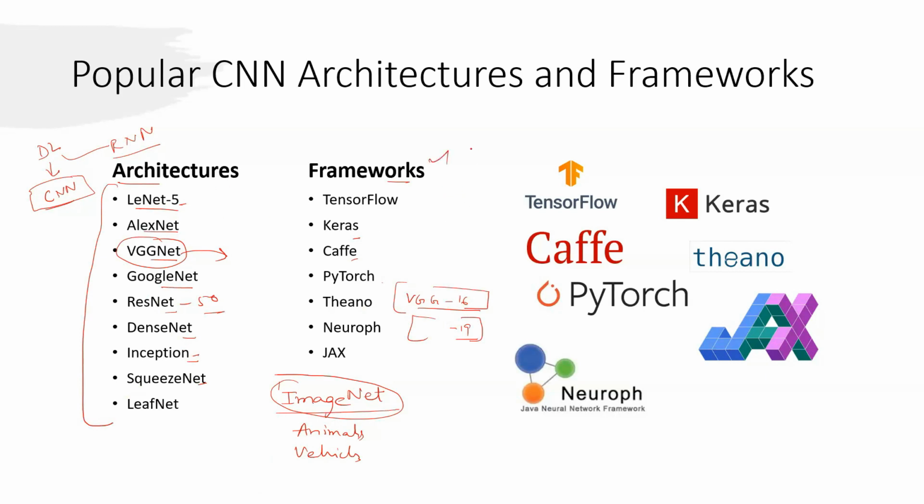Frameworks are basically libraries. Okay, libraries that are containing codes, some ready-made functions. Directly you can adopt those functions, and you can train your network. Like TensorFlow is there, Keras is there, Caffe is there, PyTorch. So depending upon the requirement, you can select the libraries.